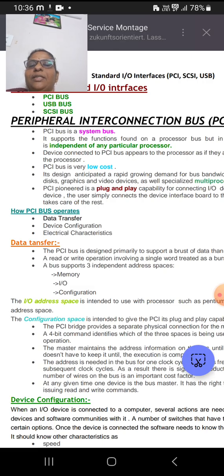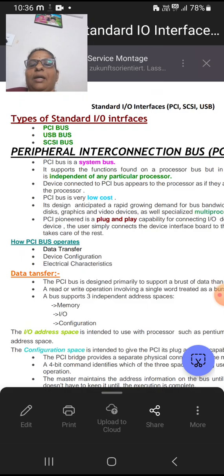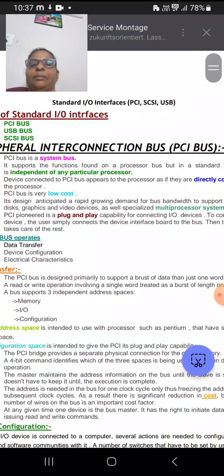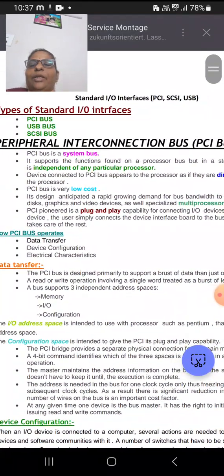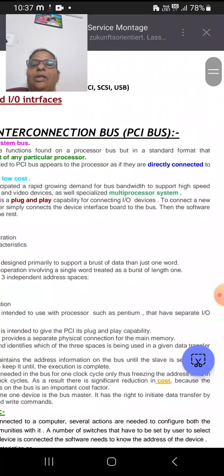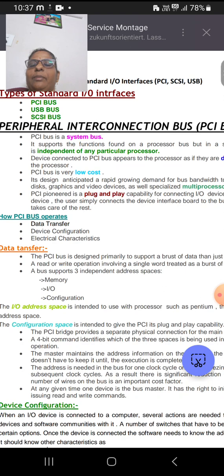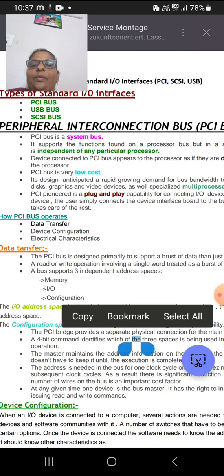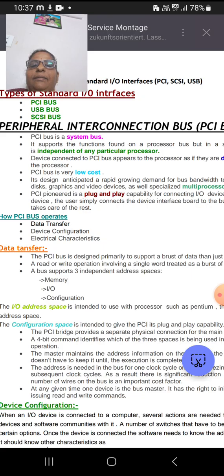Here it's a system bus. It supports the functions found in a processor, but in a standard way, independent of any particular processor. So devices connected to the PCI bus appear to the processor as if they are directly connected to the processor. The PCI bus is very low cost, and it is designed in anticipation of the rapidly growing demand for bus bandwidth.